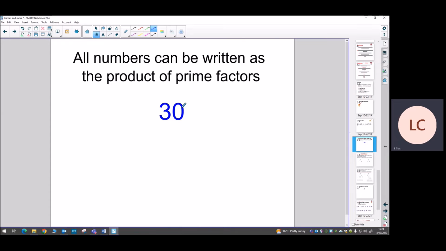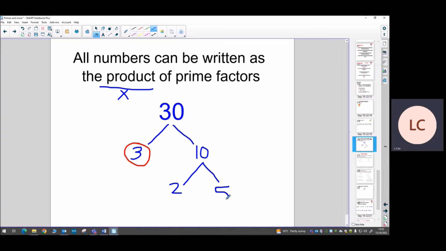You have your number and you do two lines from it. Just watch. You'll do an example on your own in a minute. Just watch up at the board. You have to find two numbers that are product. Remember I said that's timesing. Two numbers that times to make that. 3 times by 10. I'm not adding, I'm timesing. 3 is a prime number, so I put it in a circle. 10 is not a prime number, so I keep going. What times what makes 10? 2 times 5 makes 10.